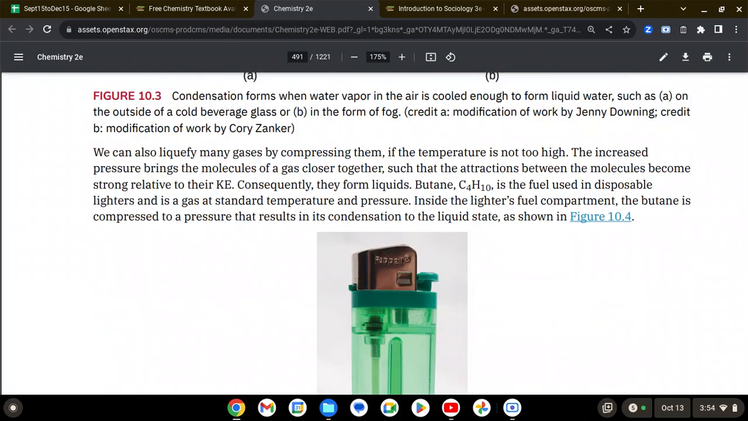We can also liquefy many gases by compressing them if the temperature is not too high. The increased pressure brings the molecules of a gas closer together, such that the attractions between the molecules become strong relative to their kinetic energy. Consequently, they form liquids. Butane, C4H10, is the fuel used in disposable lighters and is a gas at standard temperature and pressure. Inside the lighter's fuel compartment, the butane is compressed to a pressure that results in its condensation to the liquid state, as shown in figure 10.4.